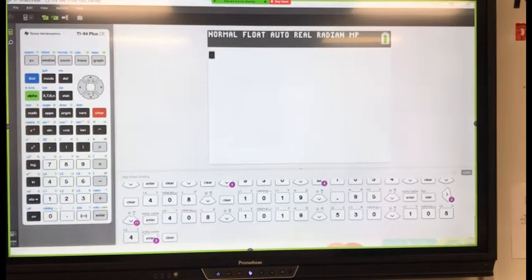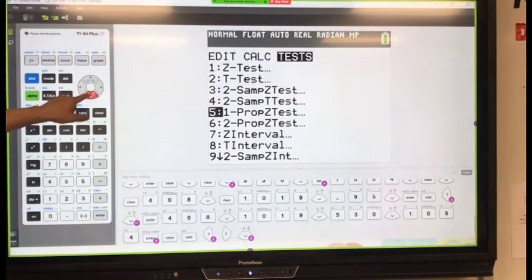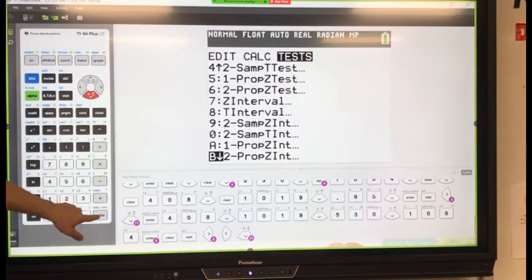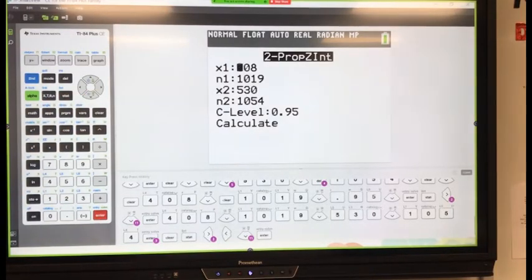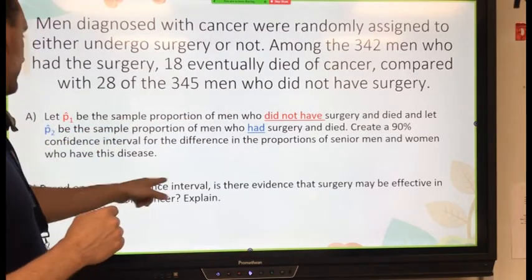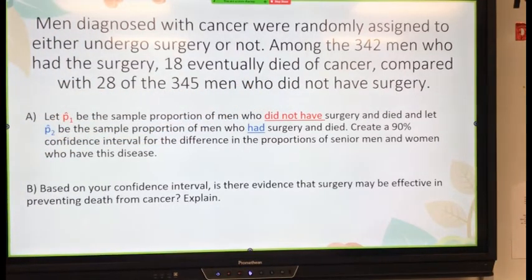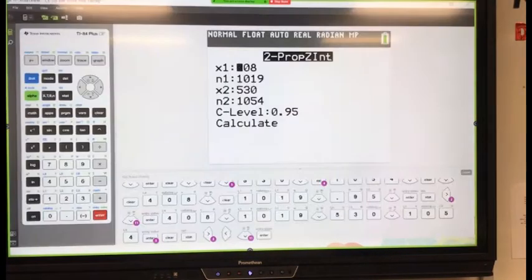Where did I go to find this confidence interval using my calculator? What buttons did you push? Stat, test, very good. And you went down to B. What did you put for X1? 28, right? Let's see who did not have. So P1 is who did not have the surgery. So that was 28.